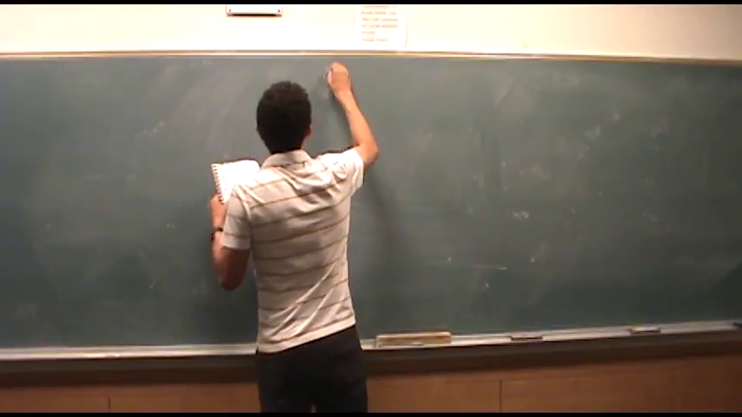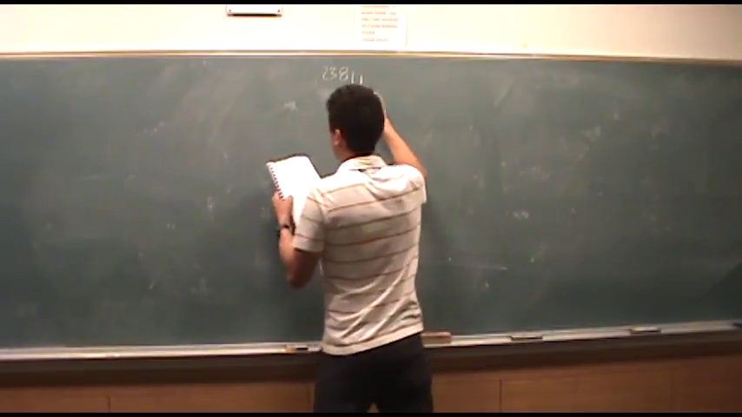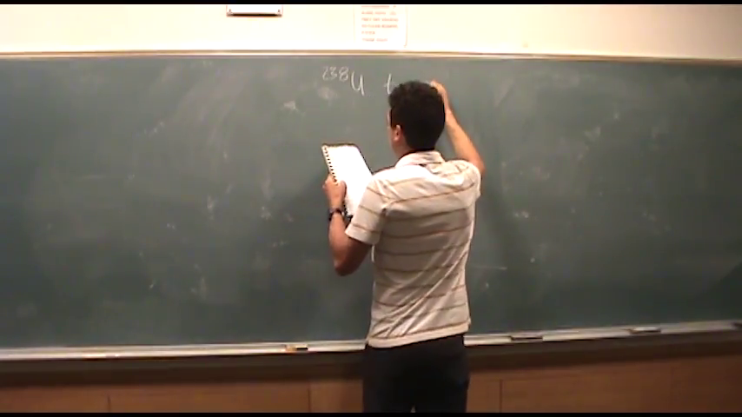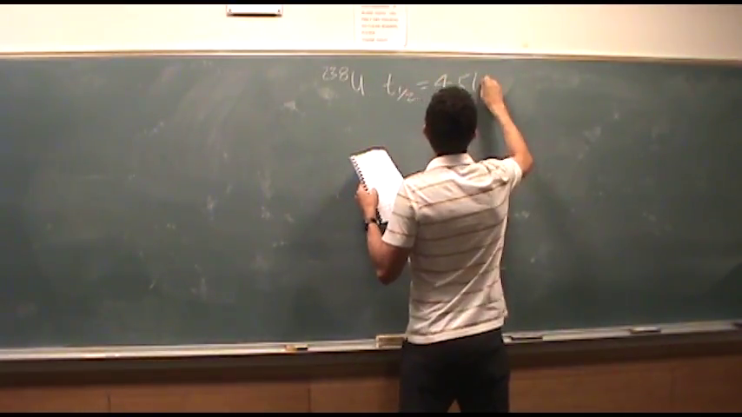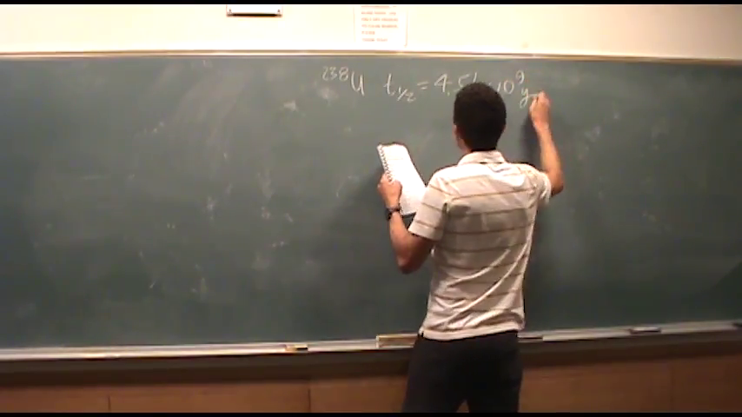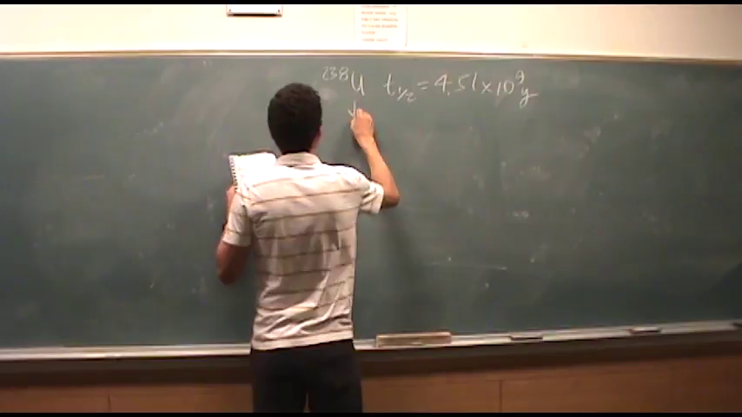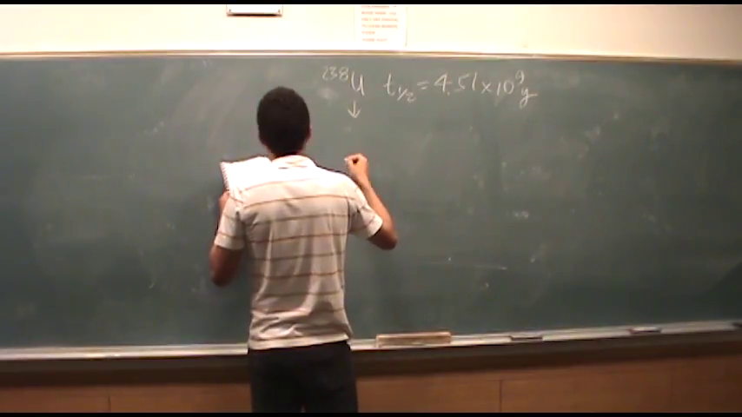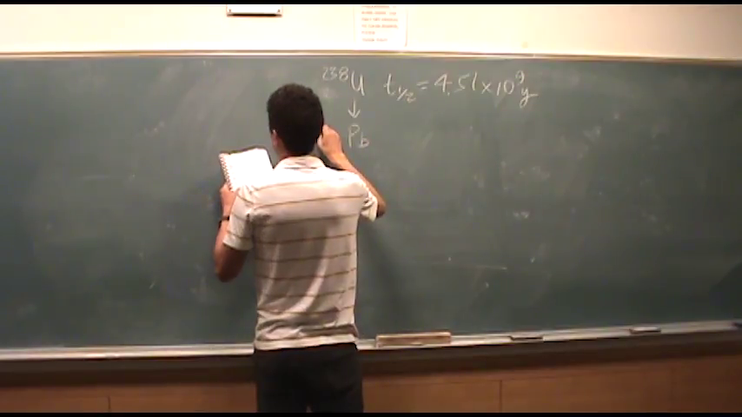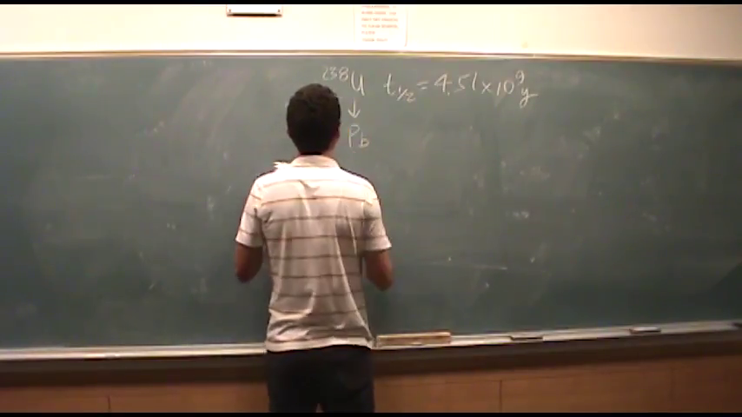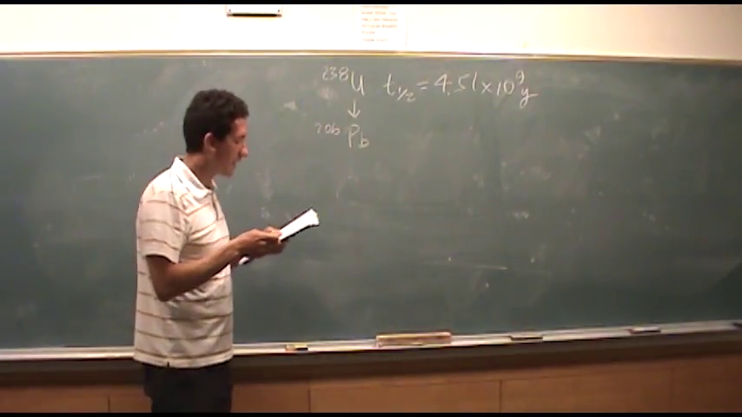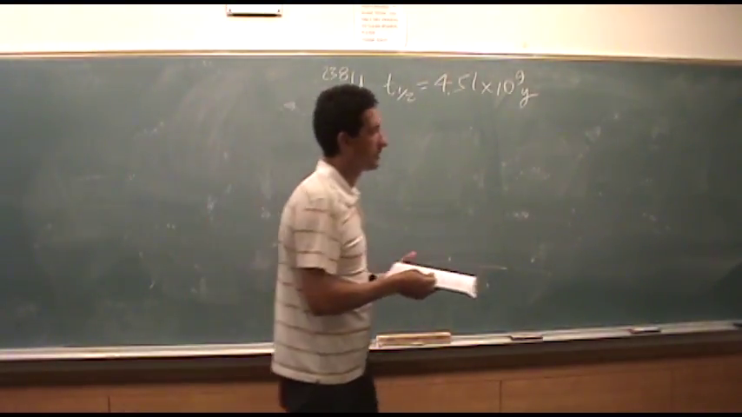The half-life of uranium-238 is 4.51 times 10 to the 9 years. This decomposes into lead through radioactivity. A rock contains equal masses of both of these. How old is the rock?